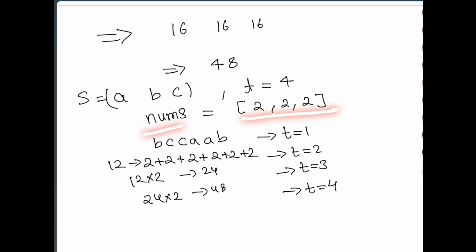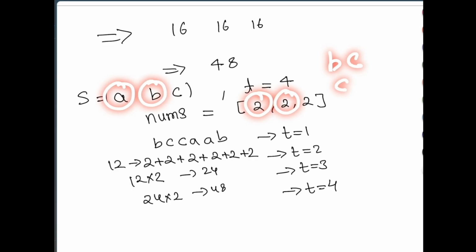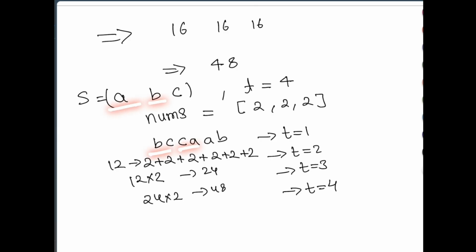So the nums is 2, 2, 2. It means that A will lead us to the next two characters BC, B will lead us to the next two characters CA, and C will lead us to the next two characters AB, right? Let us say this is the example. Now, if you do it normally, what will happen? This A will be BC, B will be CA, C will be AB. So you have 6 characters after one transformation.